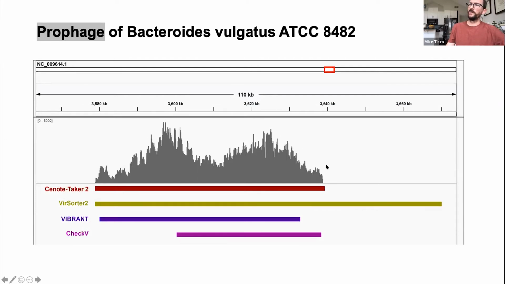So here's sort of an IGV view here, where this mountainous region is where the prophage is, and this is where it begins and ends in a Bacteroides vulgatus genome. You have different prophage prediction tools: Cenote-Taker2, which is my tool, Virosorter2, Vibrant, and CheckV. What you can see is none of them are exactly right. Cenote-Taker2 in this particular example does quite well. Virosorter2 has a bit of a hang off on the right. Vibrant is a little bit of an undercut on the right, and CheckV, which is a really great tool, has a little bit of an undercut on the left.